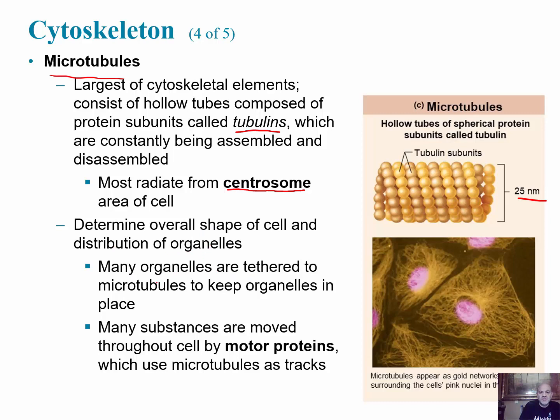Many organelles are going to be tethered to microtubules to keep organelles in place. And many substances are moved throughout the cell by motor proteins. And they're going to use the microtubules as kind of a railway, like a track, so motor proteins can move along the microtubules. These microtubules also become important in cell division as they pull chromosomes apart, or are involved in pulling copied chromosomes apart into 2 new cells.